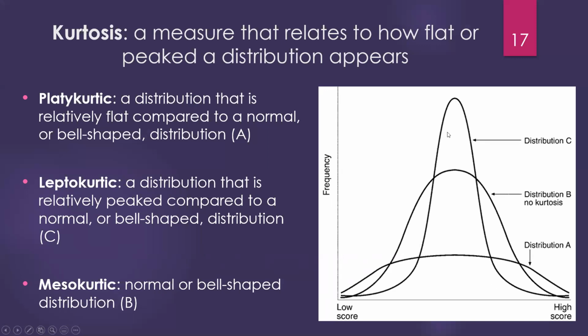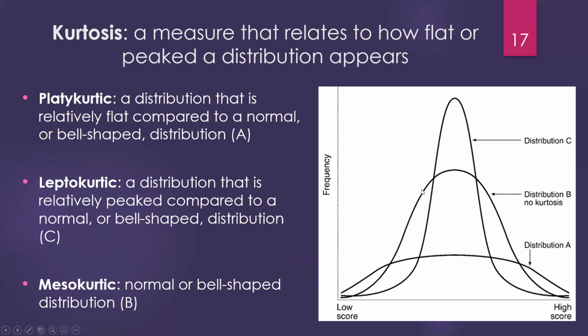So that creates this high peak. If there's a high peak, that's called leptokurtic. Compared to the perfectly even bell curve, one that peaks high in the middle is called leptokurtic. Then the name for kurtosis related to the normal or bell-shaped distribution is called mesokurtic.